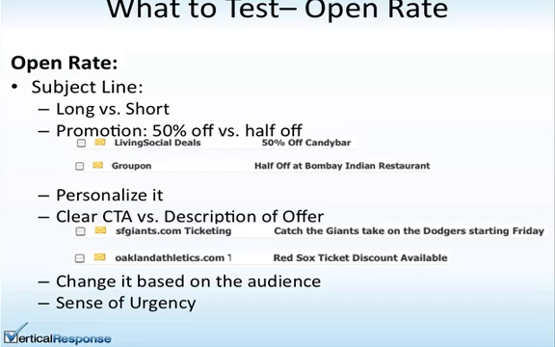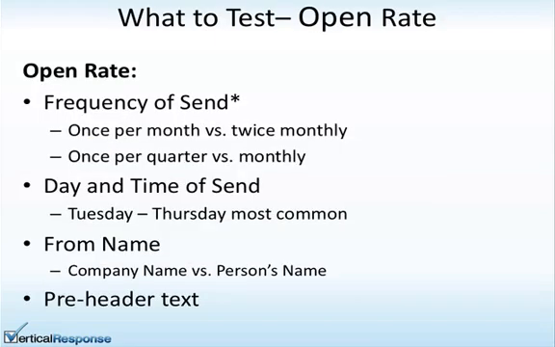You can also try using a sense of urgency. So test something like sale through the weekend versus sale ends Sunday. With the sale ends Sunday, there's a sense of finality in that, and so maybe that will get more people interested in what's going on in your email. You can also test, there's a lot to test with your opens, so we have quite a few slides here.